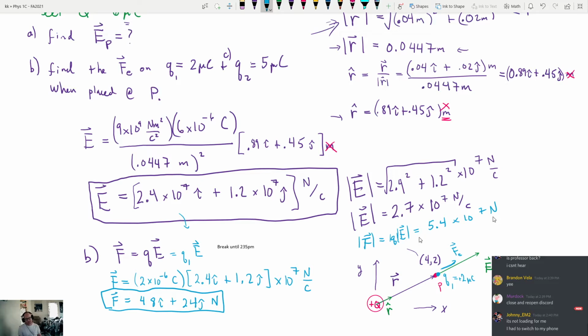Yeah, I do. Okay. Now, if you want to find the direction, you could write it as an angle, if you want to, right? You could figure out what the angle is down here, like this angle, right?